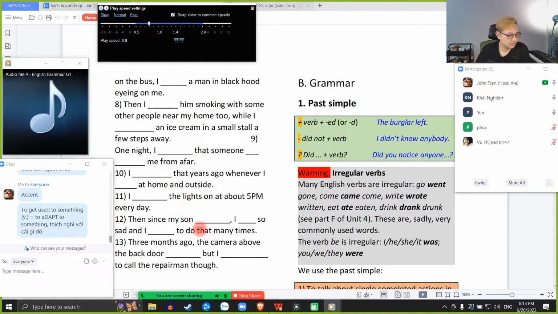How about the lights, Miss Saltwater, and the cameras? Oh, I would turn the lights on at around 5 p.m. every day, but since my son moved out, I forgot to do that many times. 3 months ago the camera above the back door broke, and I forgot to call the repairman though, but I think the one in the front is still working fine, so you can check the footage from that one.